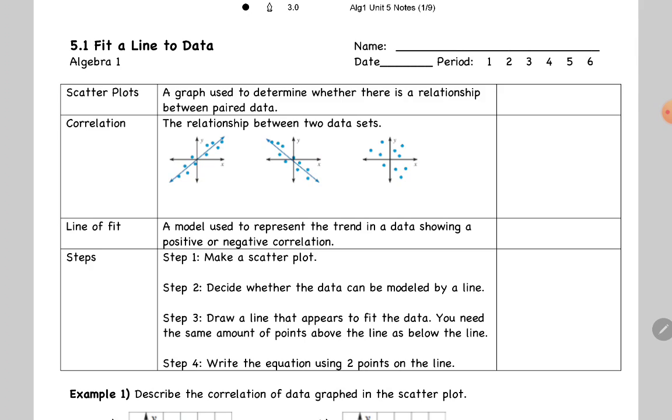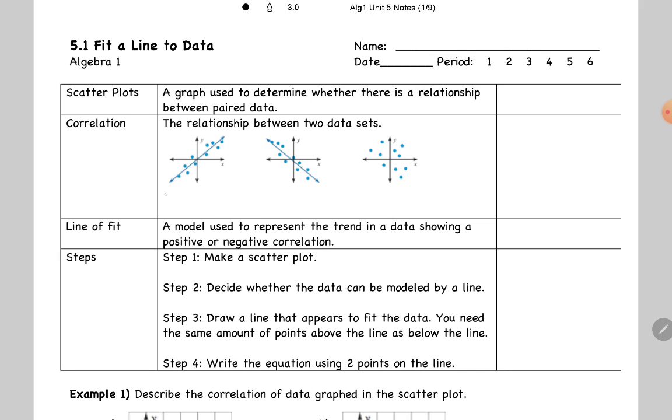A scatter plot is a graph used to determine whether there's a relationship between paired data. It basically looks like the three graphs below. You just plot points. There's normally not a line, but if all the points are going in a general direction, we can draw a line to maybe predict what's going to happen in the future, depending on what that data is.